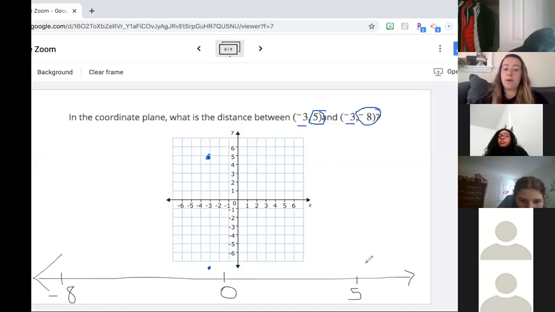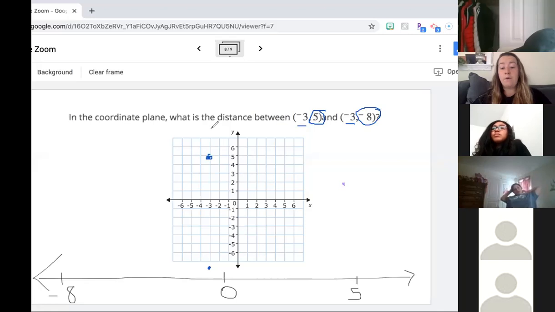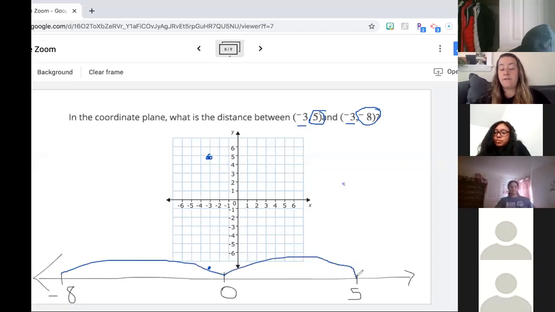So I'm seeing some 3s and I'm seeing some 13s. If I look here, if it was -3, 8, then it would be 3, but you're going all the way down to here, so it's 13. Because from 8 back to 0 is 8 spaces, and to get to 5 would be another 5 spaces. So it's a total of 13 away from each other. So again, you're thinking about how far away are they on a number line.